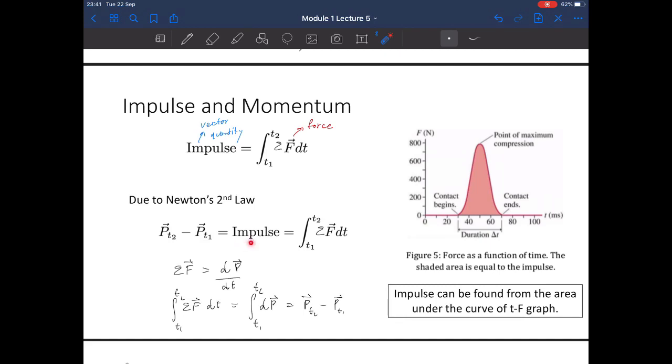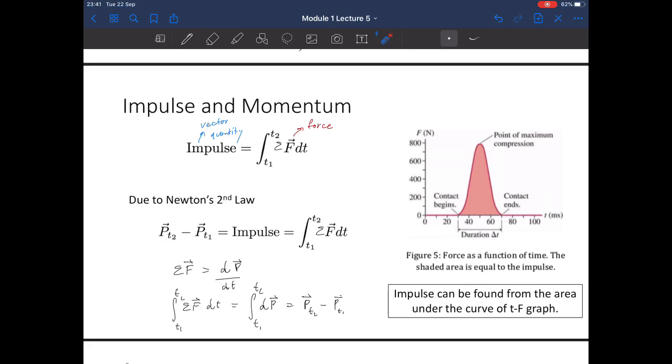So this just means that if you calculate the impulse, the impulse would be the same as the change in the momentum of the system. Okay, impulse is just equal to the change in the momentum of the system. So if you want to see how the momentum of the system changes, you can just calculate the impulse.